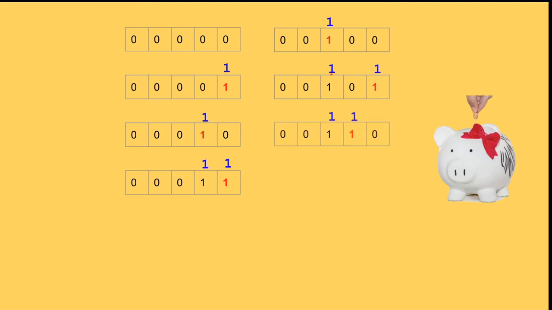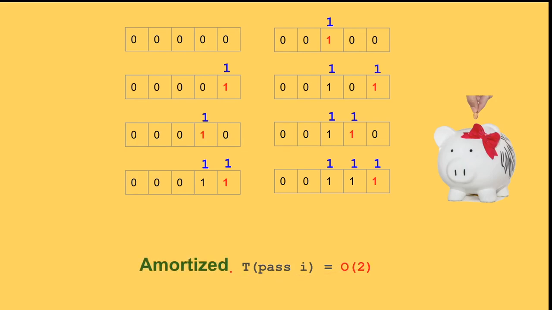So you can keep doing this, and what you observe is that your bank account never goes to 0. Because you were able to do this, T of each pass is O of 2, and basically you can say the amortized runtime of each pass is O of 2. And that's the amortized analysis of a binary counter.